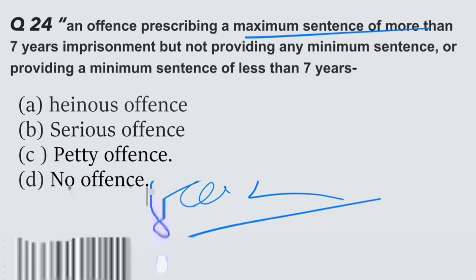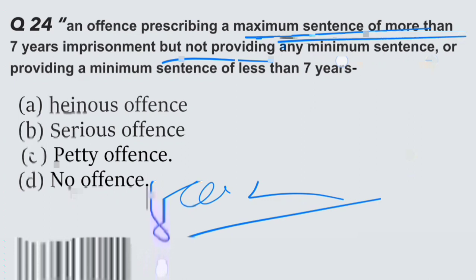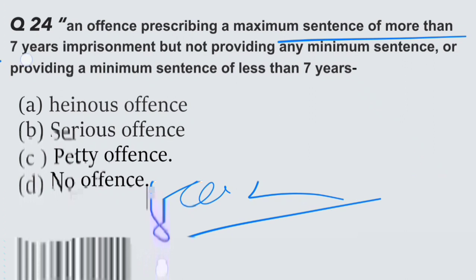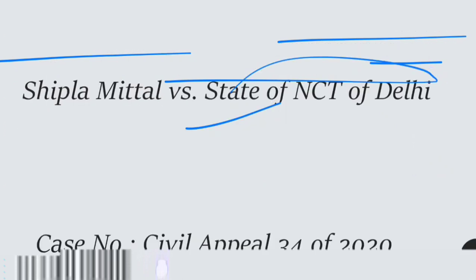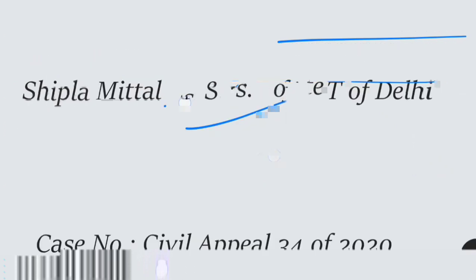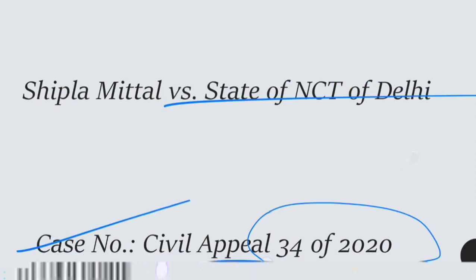This classification was provided under this interpretation of such category of offences when the maximum sentence of more than 7 years is provided but not providing any minimum sentence, or providing a minimum sentence of less than 7 years. So these cases are called serious offences, and it was held in Shilpa Mittal versus State of NCT of Delhi, Civil Appeal 34 of 2020. So this was the case where it was held by the court.